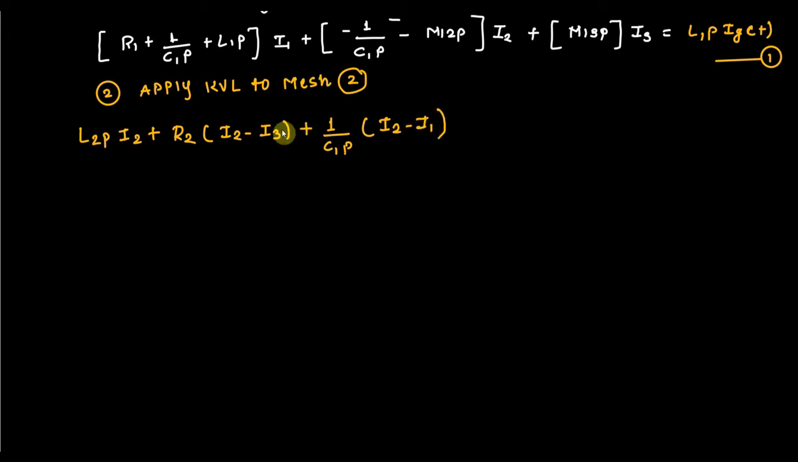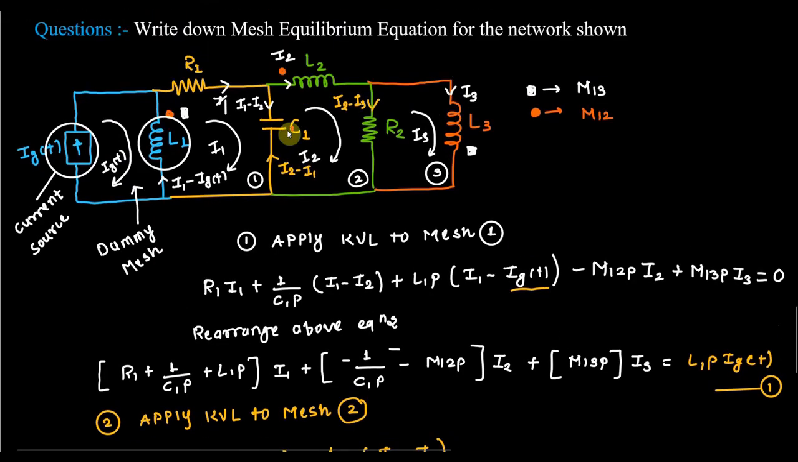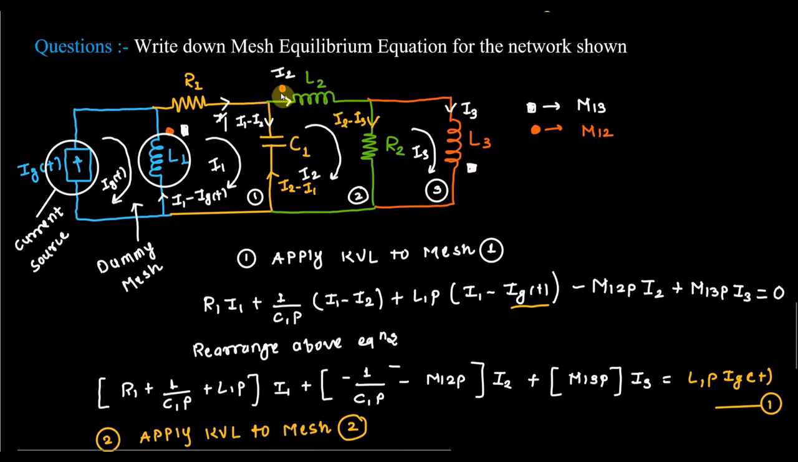Now find out whether there is a mutual inductance or not. Yes. If you see L2, there is one dot, so there is a mutual inductance. Okay. So what is the value of this mutual inductance? M12P. Now see the current. So when you see here, this point, it is mutual with L2. What is the current in L1? We have already marked I1 minus Ig of t.